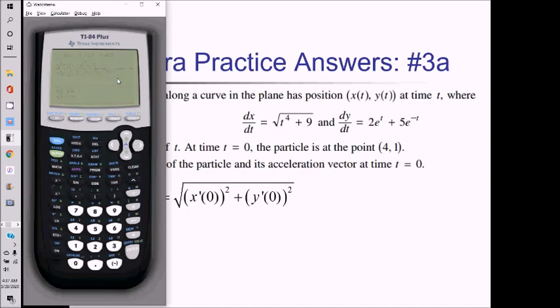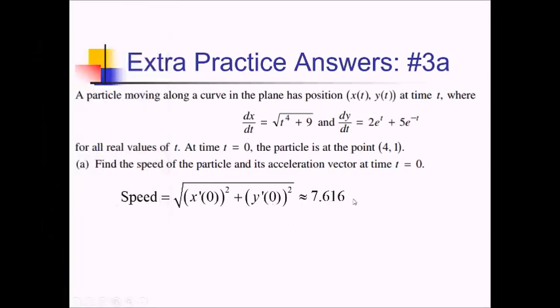So quitting out of there now, I'm going to do basically this square root business on the calculator. So we have square root of, and now to get x prime of 0 squared, I will do alpha trace y1 because that's where my x prime is. Open the parentheses, put in a 0, close the parentheses, and to square that, you just square right outside there. And now I'm going to do the same thing for y prime of 0, but I'm going to do alpha trace y2, and now plug in 0, square that, press enter, and that's 7.616.